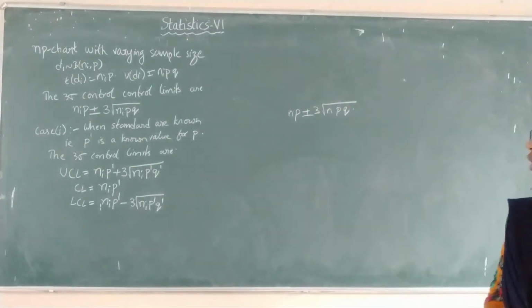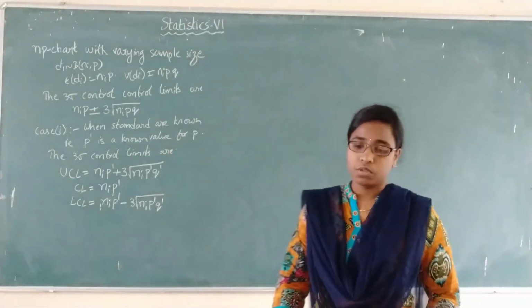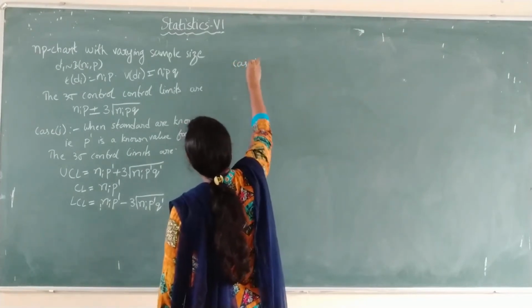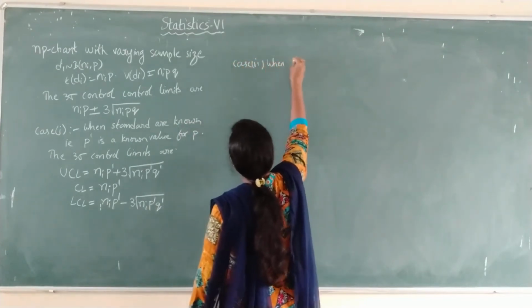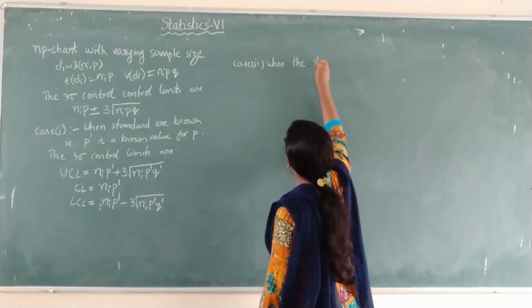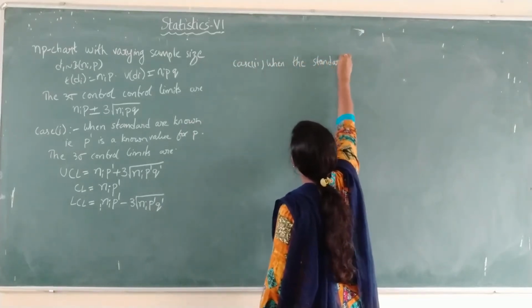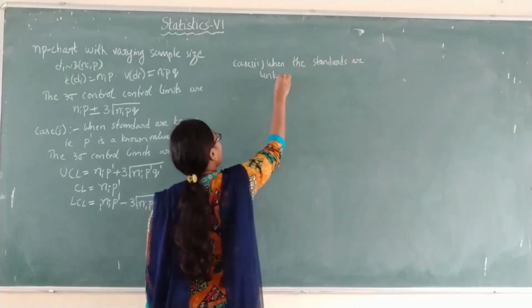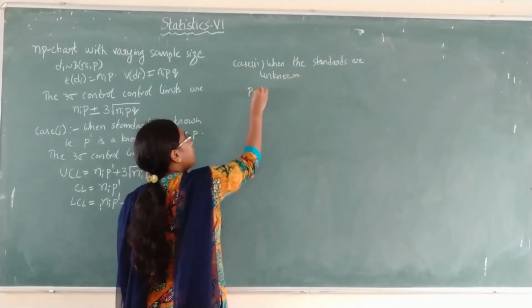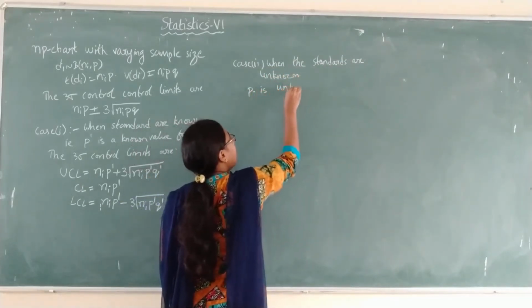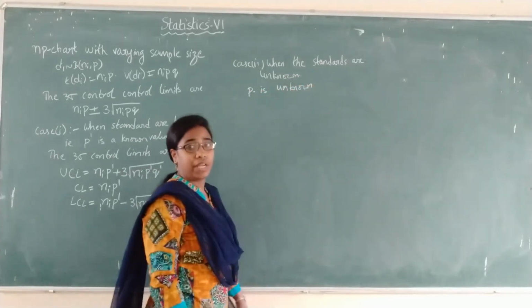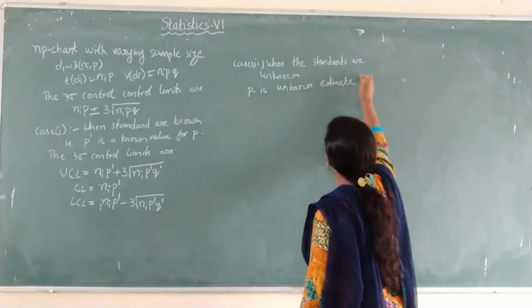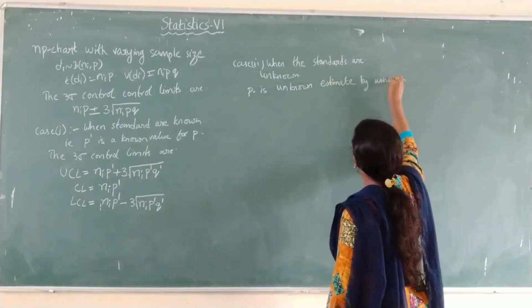Similarly, we will write the control limits for the case 2. So what is the case 2? Case 2 is when the standards are unknown. Whenever P is unknown, how will we estimate it? We will estimate P by using P bar.